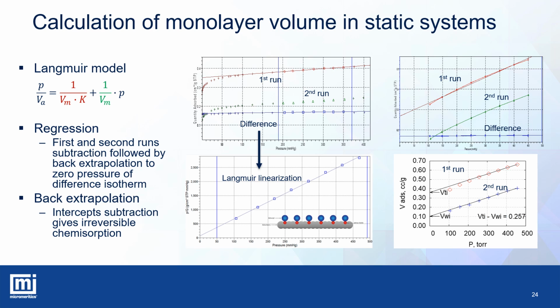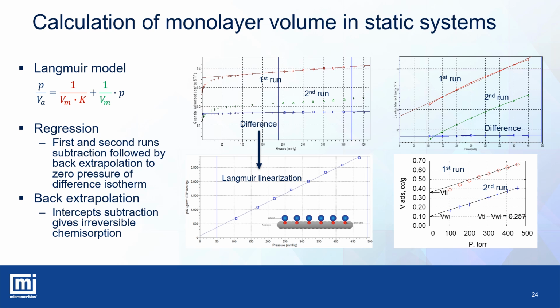And finally, the back extrapolation to zero pressure of the linear portion of the two runs gives the total and reversible chemisorbed values. Dynamic systems provide directly the amount of irreversible gas chemisorbed because the catalyst undergoes continuously an inert gas flow, taking off the reversible species.